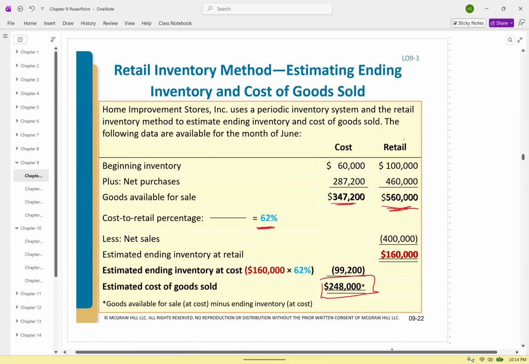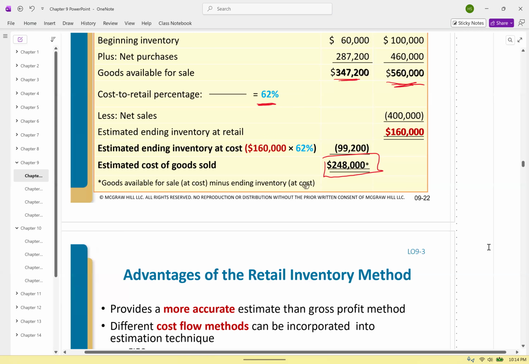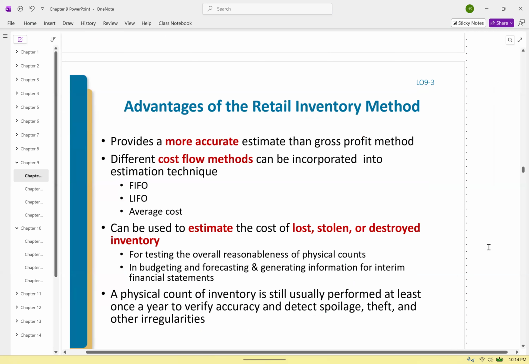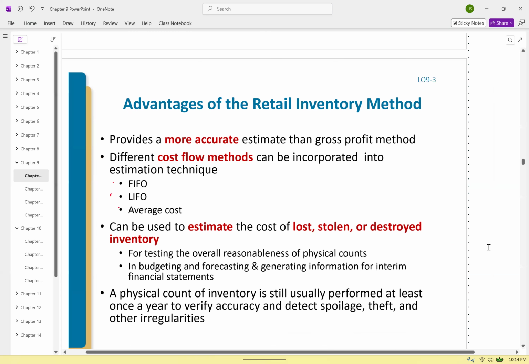And that gives us an estimated cost of goods sold. Okay. All right. Moving right along. The gross profit percentage doesn't really take into effect FIFO, LIFO, or average cost. It is very, very basic. This one, the retail inventory method, does give us a little bit more information, and it can also be used to estimate any cost of lost, stolen, or destroyed inventory. It's a little bit better, a little bit more complicated, not as easy, but it can be a lot more reliable.